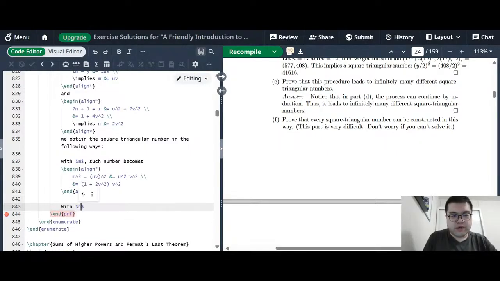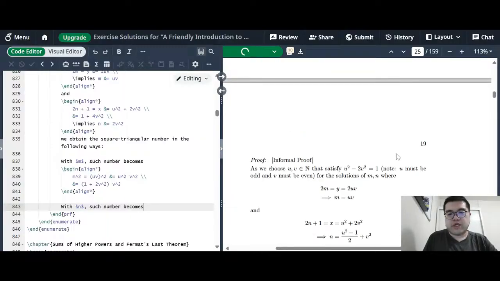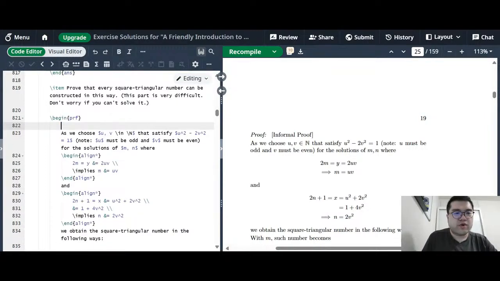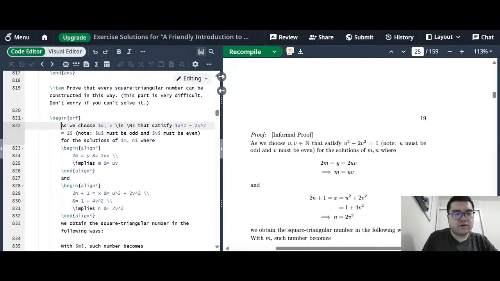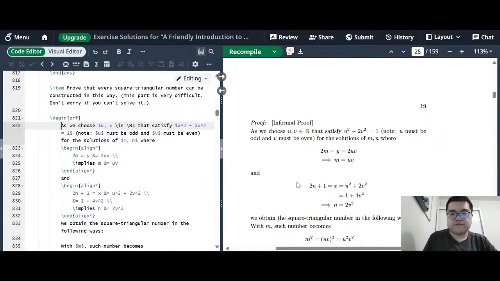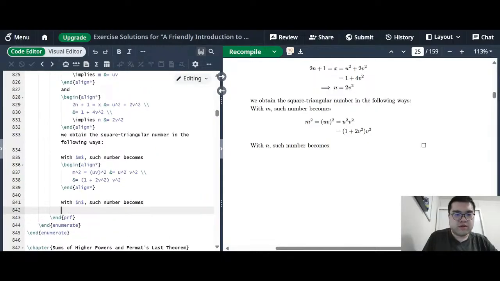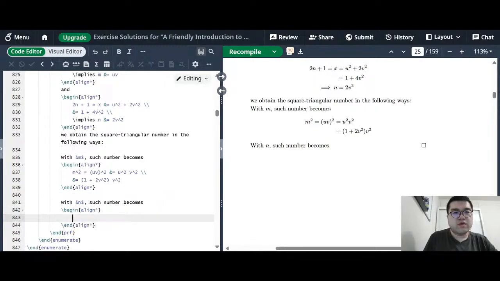Okay, now with n, such number becomes... this part is a little bit tricky. So in fact, I actually get a formal proof, not just an informal proof anymore. We'll see why. Oh, there we go. Okay. With n, such number becomes... okay, we're almost done with this problem.